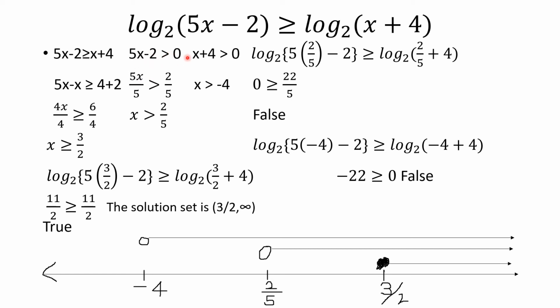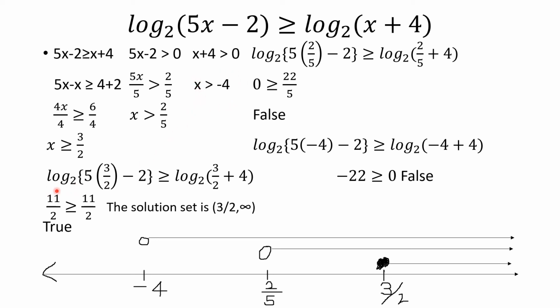5x minus 2 is greater than 0, so you move the 2 here, and divide by 5, and you end up with x is greater than 2 over 5. And then we pick the third critical value. x plus 4 is greater than 0, so you just move the 4 to the right hand side and change its sign. So now our third critical value is x is greater than -4.